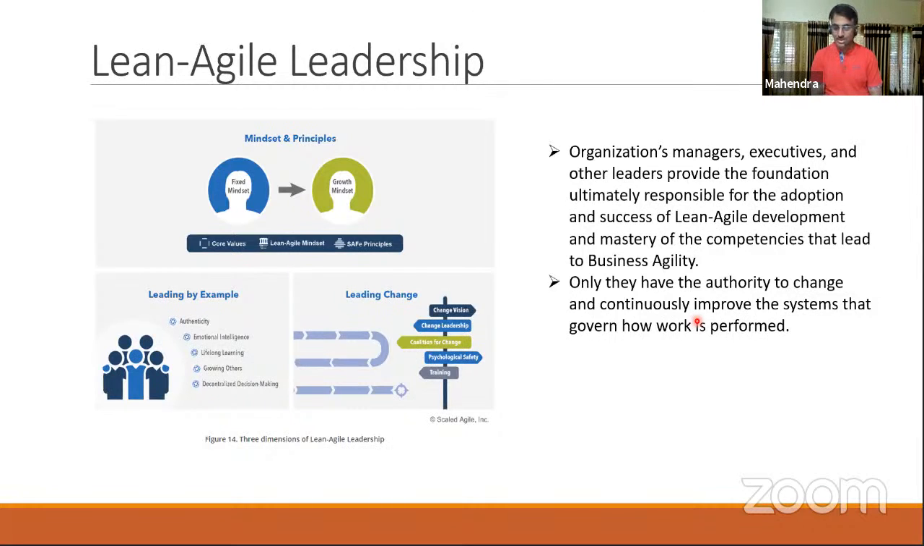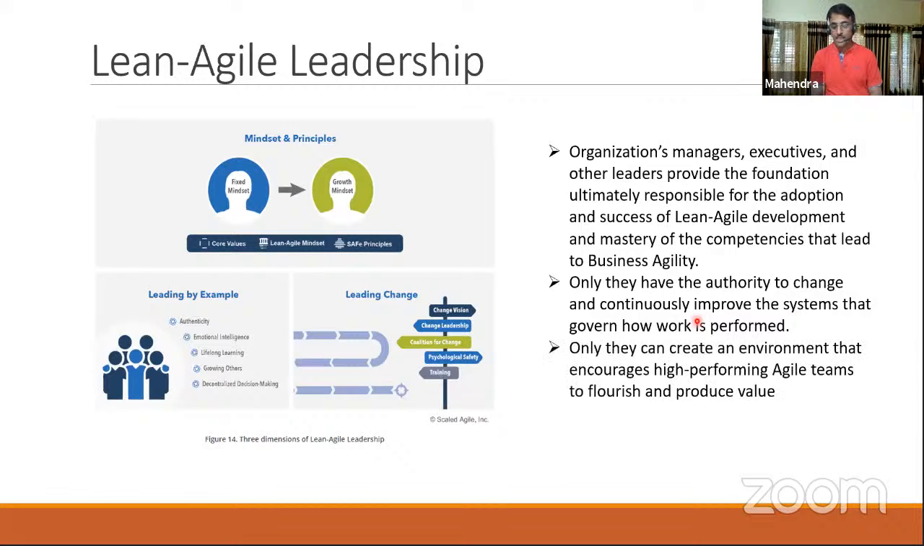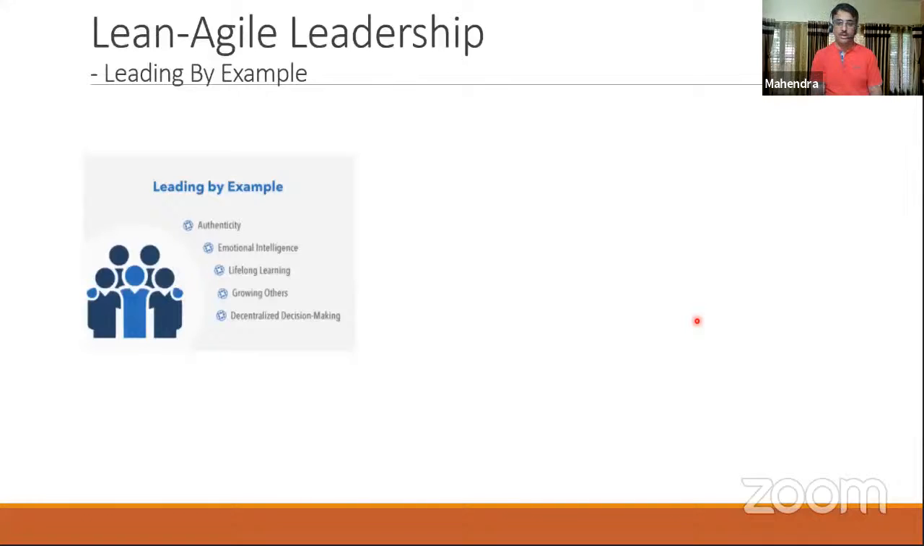So, it's foundational. Sachin, as a prelude for your answer, this is where we start from. The implementation roadmap starts from the leaders as well. Yes, leaders itself. And now, what is expected of the leaders?